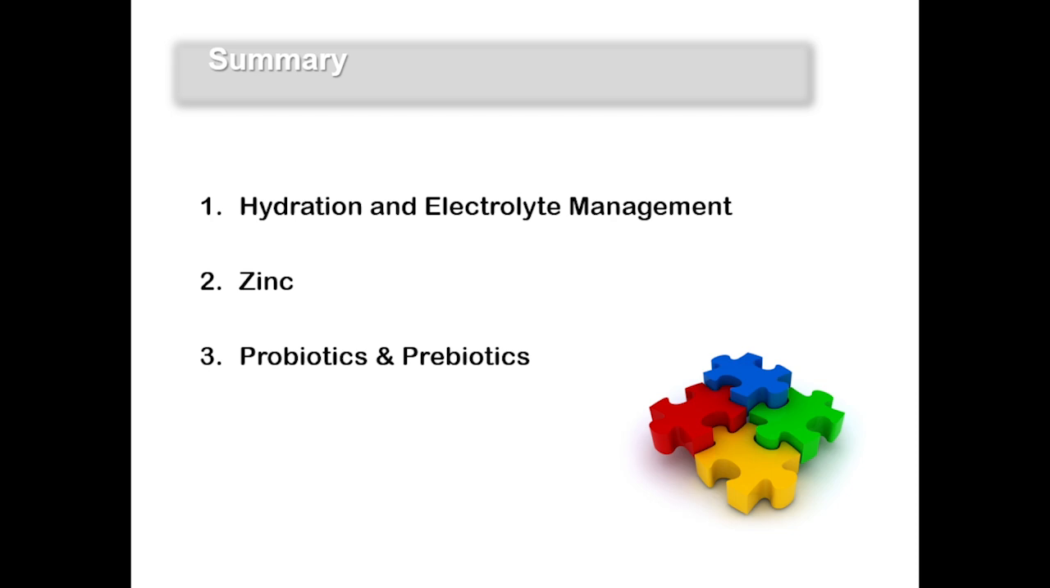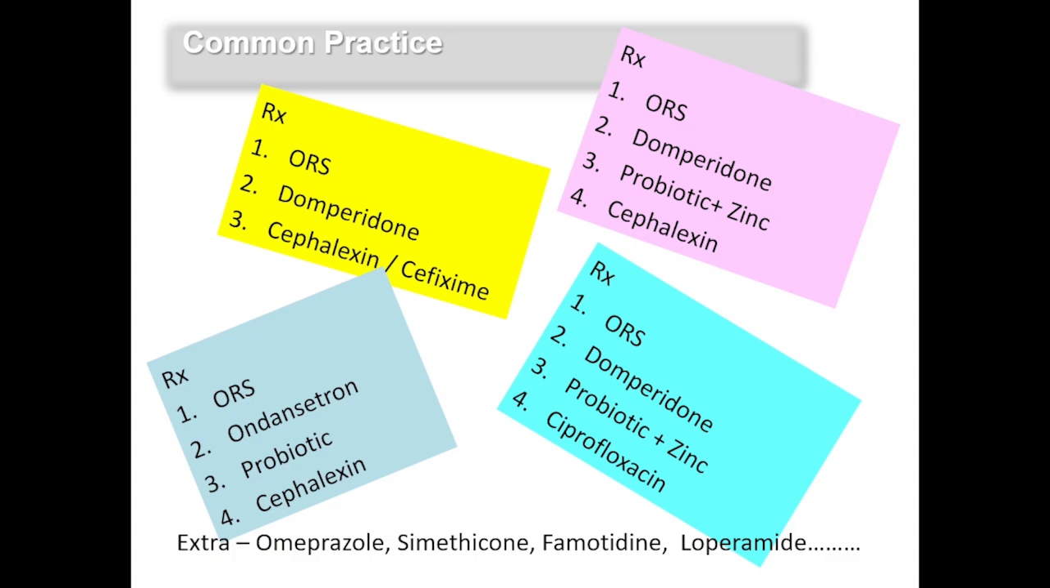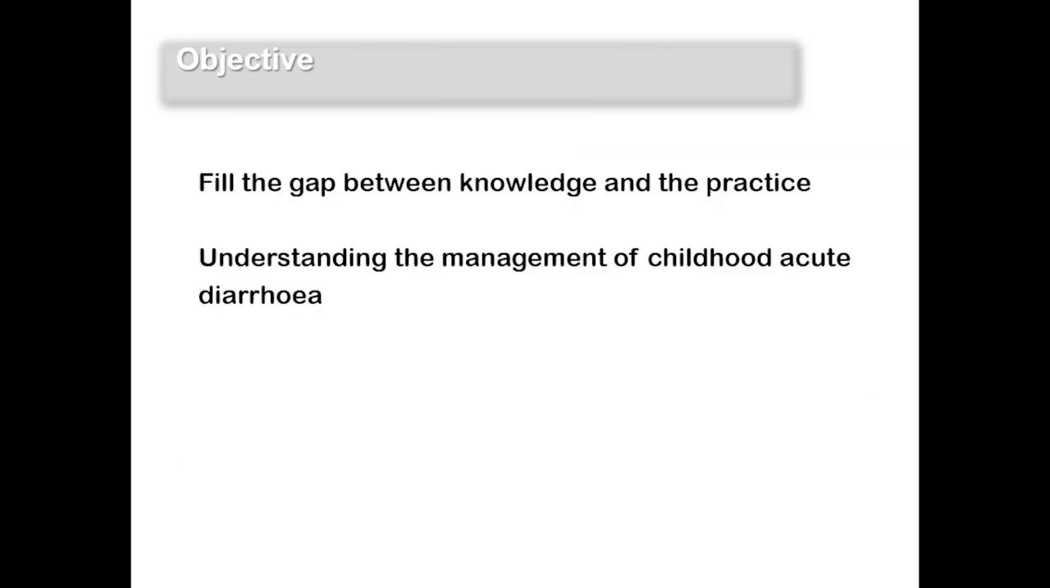The problem is the frequent regimes of diarrhea are these. These prescriptions I have collected over time. These consist of ORS, domperidone, cefalexin, cefixime, ondansetron, probiotics with zinc, probiotics plus zinc, ciprofloxacin, cefalexin, sometimes omeprazole, simethicone, famotidine, loperamide. So there is a huge difference. My objective would be to fill the gap between the knowledge and the practice.